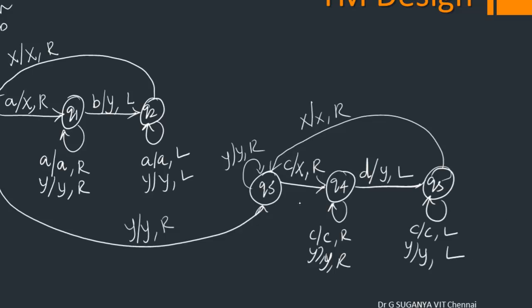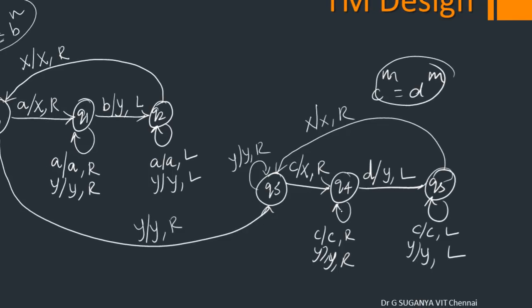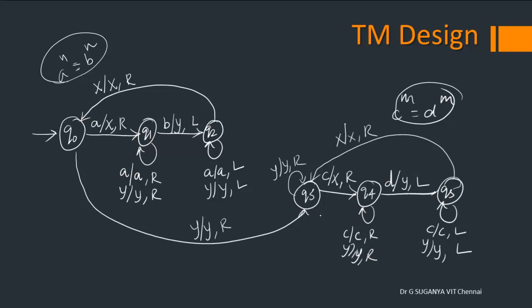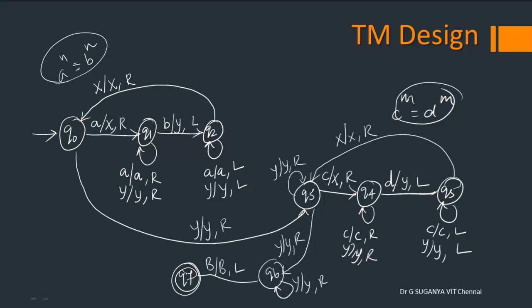After this checking, which is for C power M equal to D power M, is also over, then automatically after X you will see a Y. When there is a Y, keep moving towards the right. It is Q6. In this state, skip all Y's and then you are expecting a blank symbol. When blank is there, move one step left so that you end up on the last character. Enter into a final state, meaning that the word has been accepted.